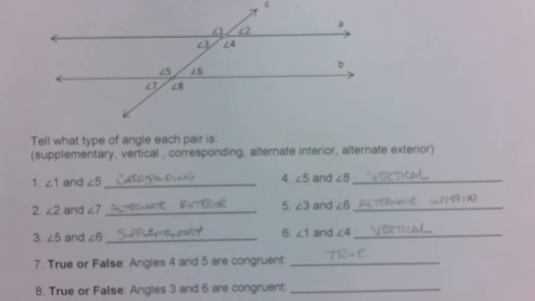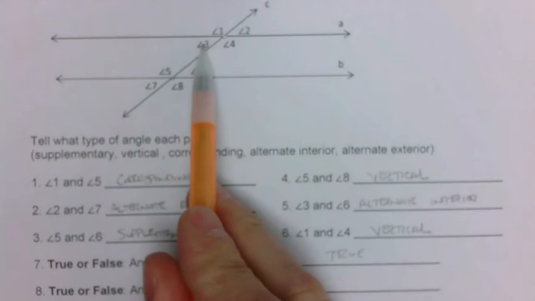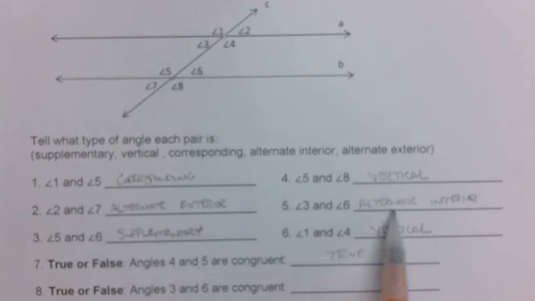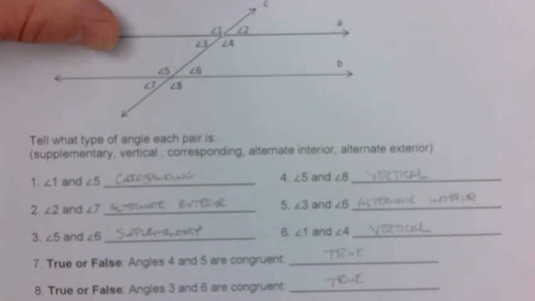Question number 8, again, true or false, angles 3 and 6 are congruent. Okay, so we see angle 3 right here, angle 6 right here. Well, we already identified those earlier as alternate interior angles. And again, I know alternate interior angles are congruent. So this, once again, is a true statement.